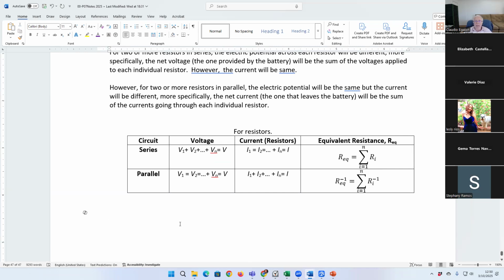It's 12:50. Next time I'm going to do some more examples, how you can calculate the equivalent resistance and how you can also get the current and other parameters. Okay? Any questions about that?